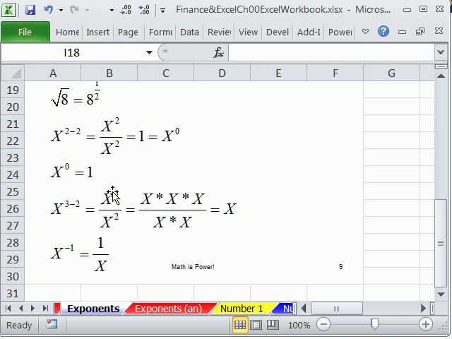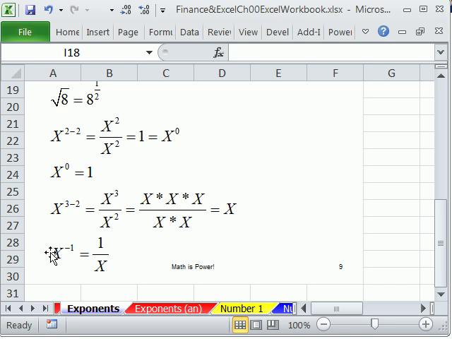Again, if you have x to the 3rd divided by x to the 2nd, you could think about it this way. Cancel, cancel, and what's left is an x. But if you do it in exponent notation, you bring the 2 up here, and you take 3 minus 2. So 3 minus 2 is x to the 1, which of course is just x.